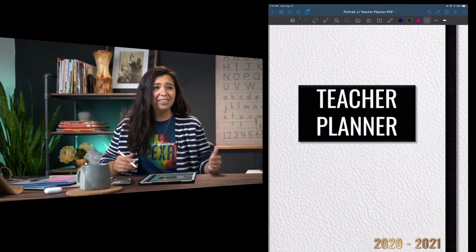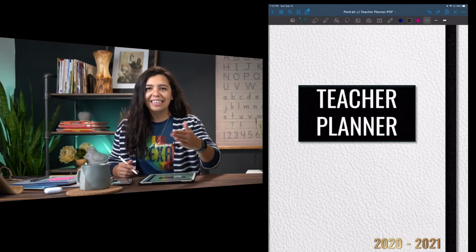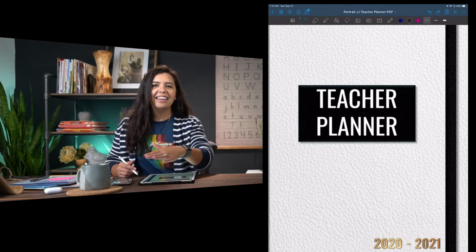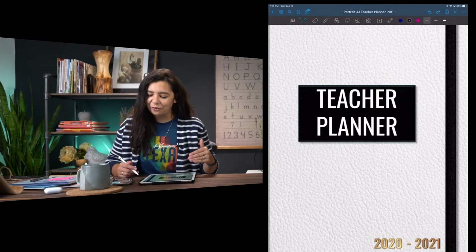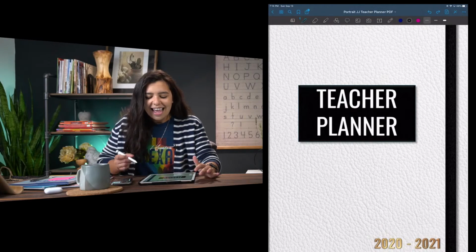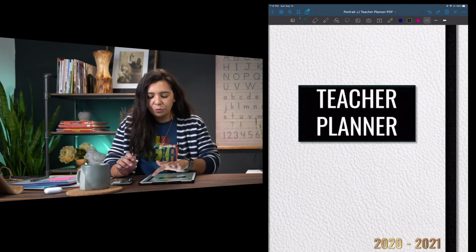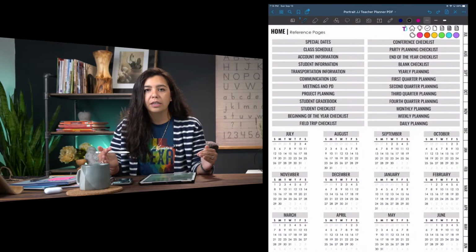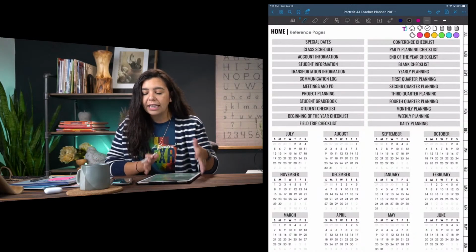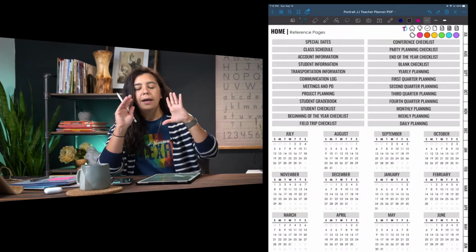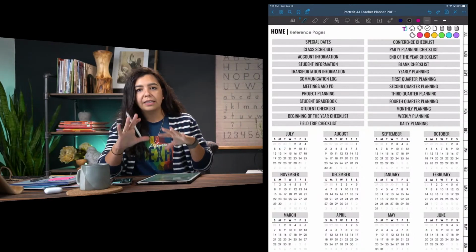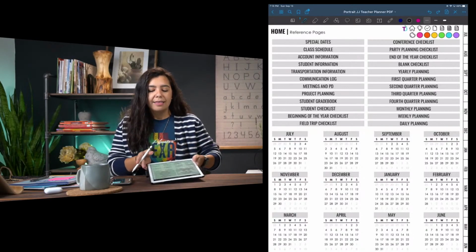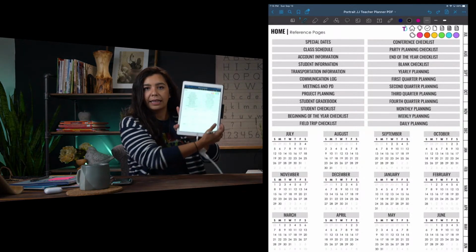So here's the planner. Isn't it lovely? Right? Michelle designed the cover, guys. It looks beautiful. Give her some kudos on that. And we're going to swipe through and look at it. So I mentioned earlier that we have some different layouts. What you're seeing here is the portrait orientation. And that means that I have my iPad like this.